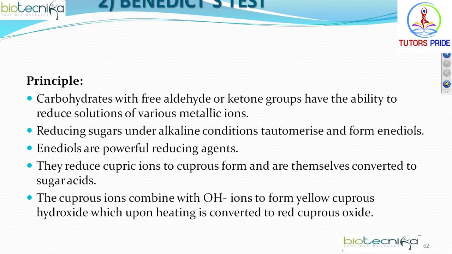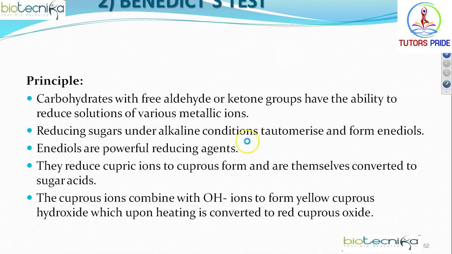Okay, as I said, what is the principle behind this basic Benedict test? In Benedict test, what is happening? They have a free aldehyde or ketone group. So when it reacts with any metallic compound, they reduce that metallic compound to its reduced form, like cupric ion converting to Cu+ form. What is the mechanism behind that? When alkaline condition is applied, they are converted to tautomers, meaning either keto form or enol form, and this is called enediol. This enediol acts as a reducing agent that reduces the cupric ion to the cuprous ion.